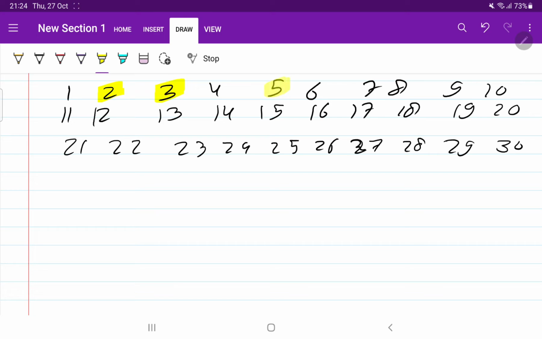2 is a prime, 3 is a prime, 5 is a prime, 7 is a prime. Then we have 11 is a prime, 13 is a prime, and then 17 is a prime, and 19 is a prime, then 23 is a prime, then we need to find 29 is a prime. Okay, so these are the prime numbers.